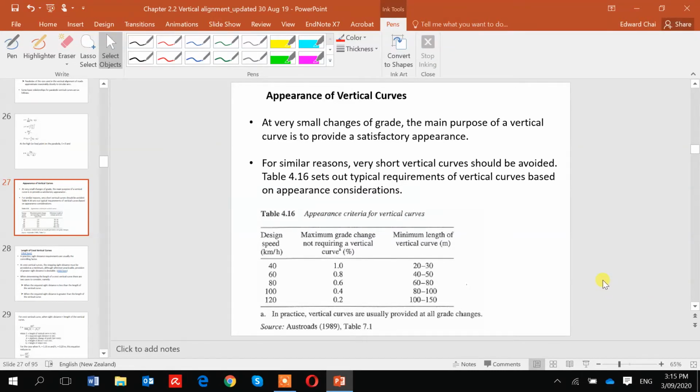Hello, good afternoon. We'd like to continue with the vertical alignment. So this is part 2 of the vertical alignment. The first part already talked about some of the vertical curves. For this part, we start with the appearance of the vertical curves.